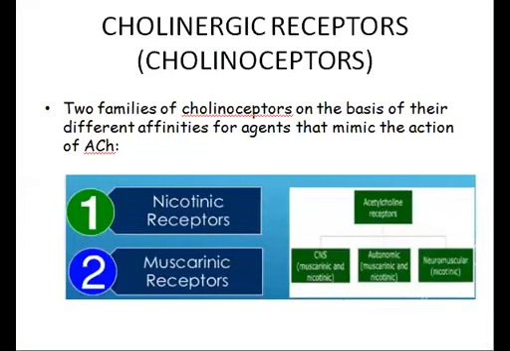Now, the acetylcholine cannot perform its function without binding to cholinergic receptors. The cholinergic receptors are of two types, on the basis of their different affinities for agents that mimic the action of acetylcholine. The first type is called nicotinic receptors, and the second one is called muscarinic receptors.